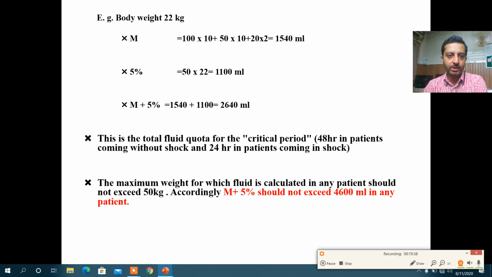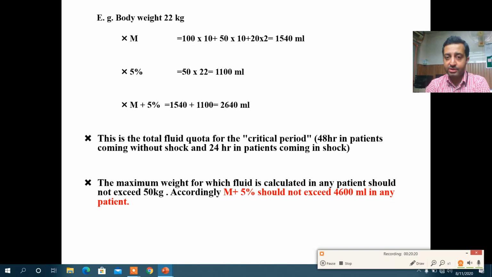Take a patient whose weight is 22 kg. The maintenance is 1540 ml, which is 100 ml per kg for the first 10 kg, 50 ml per kg for the next 10, and 20 ml per kg for the next. So the total aggregate is 1540 ml, and the 5% deficit is 50 ml into 22 kg, that is 1100 ml. So 1540 plus 1100, the total is 2640 ml. This 2640 ml fluid has to be given during the critical phase for this patient who is 22 kg.